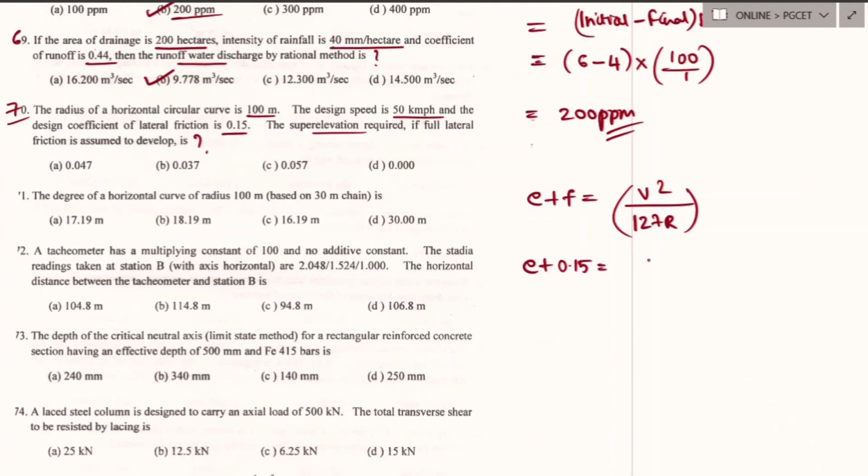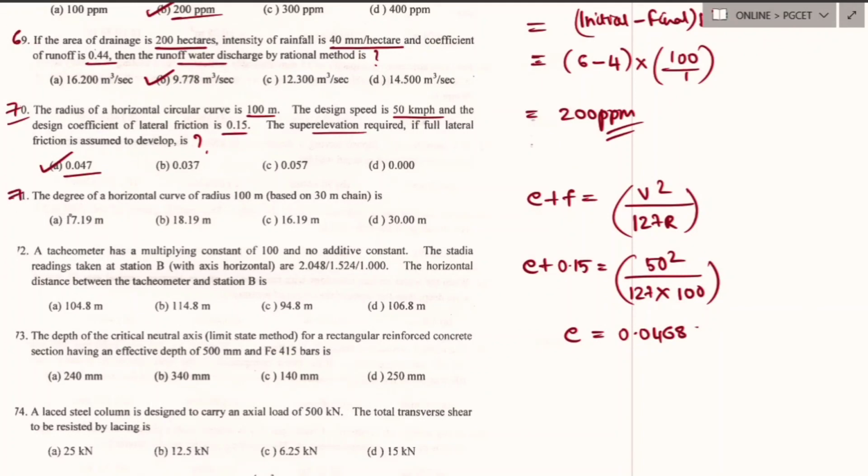V is the design speed 50 kmph, so 50 square divided by 127 R. R is the radius of horizontal curve, that is 100 meter. So if you calculate this, E will be 0.0468. Therefore, the super elevation is 0.047. Option A is the right answer.